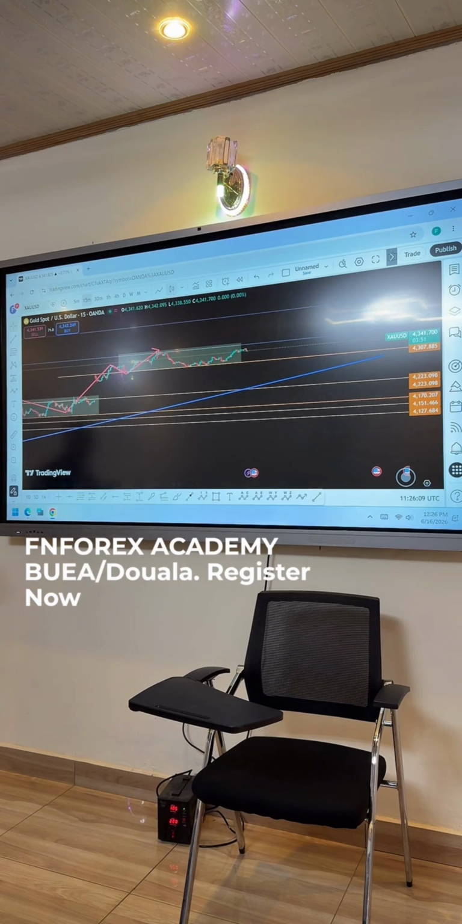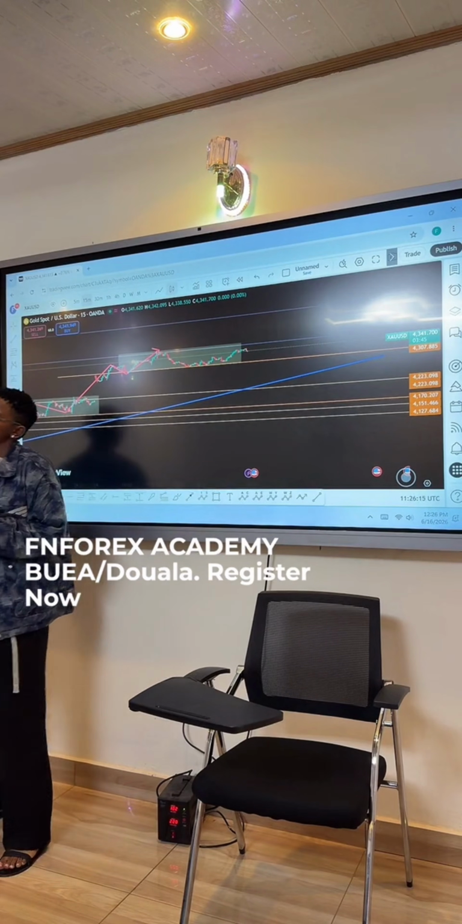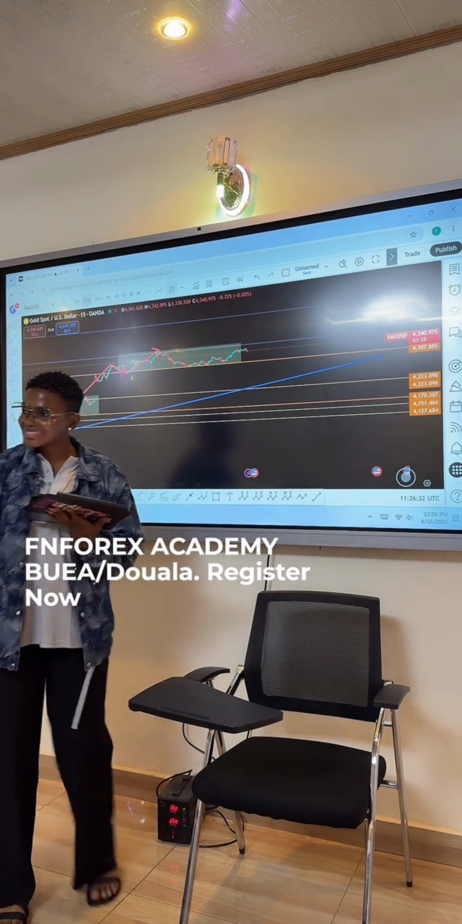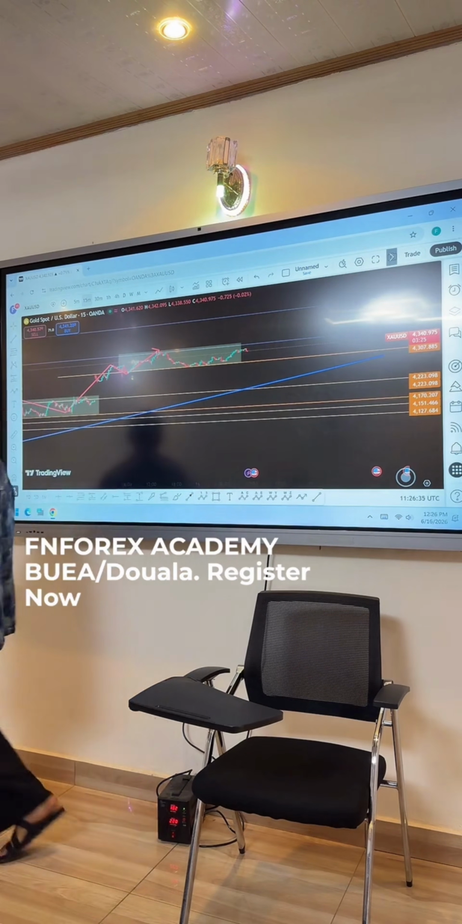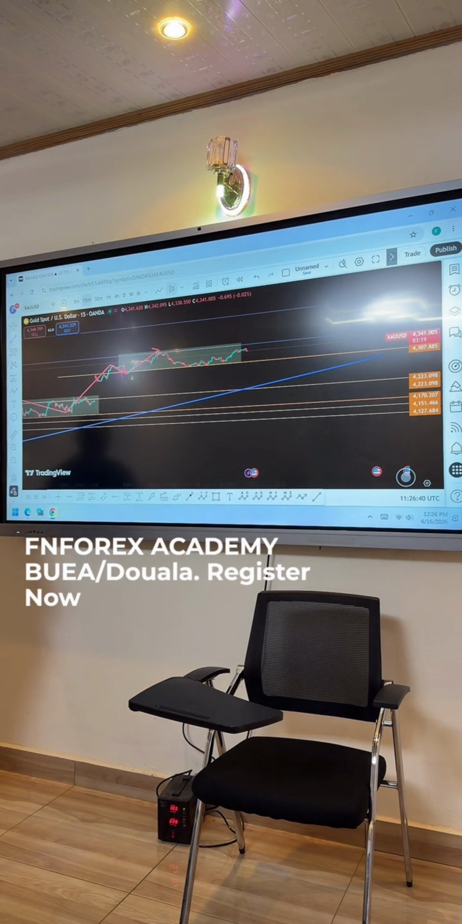How do we identify a downtrend? The downtrend is identified through candle movement on the chart downwards. When I asked how we identify an uptrend, what did he say? Higher highs and higher lows. So for a downtrend, lower highs and lower lows.